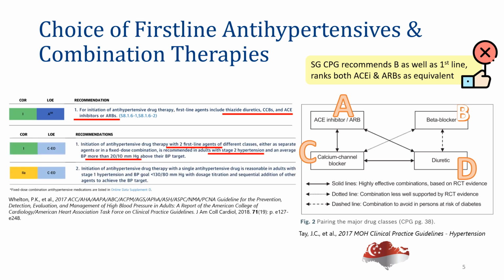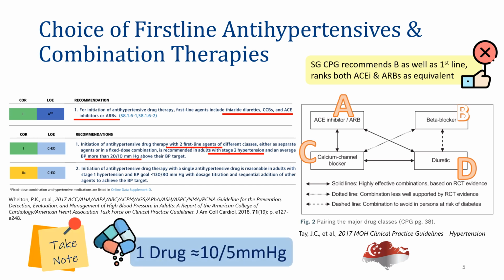So the American guidelines also talk about the use of two first-line agents if you ever need to use them in combination. They refer to stage 2 hypertension, and if you need to reduce blood pressure by more than 20 millimeters mercury systolic or 10 millimeters mercury diastolic above the BP targets, you would want to start with two agents. This is governed by the principle that one antihypertensive would drop your blood pressure by about 10 millimeters mercury systolic and 5 millimeters mercury diastolic. This is a very key principle that all pharmacists and pharmacy students must know.